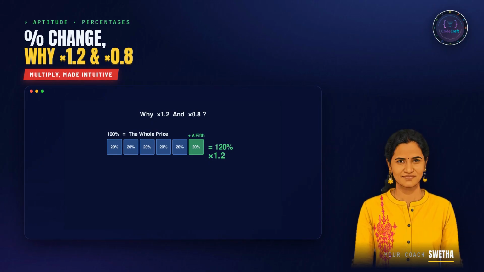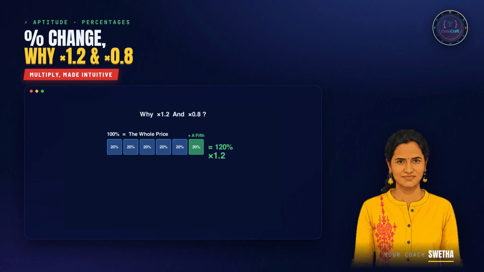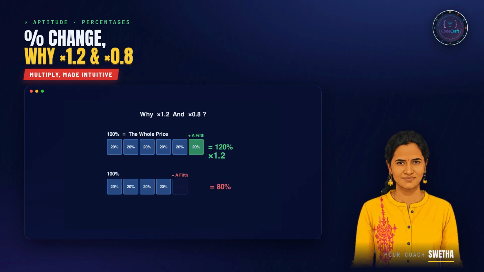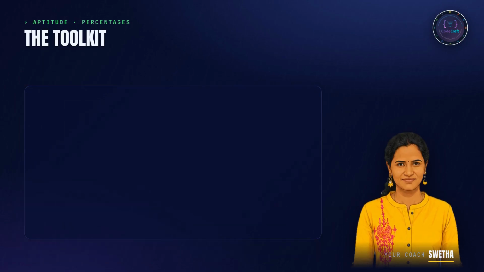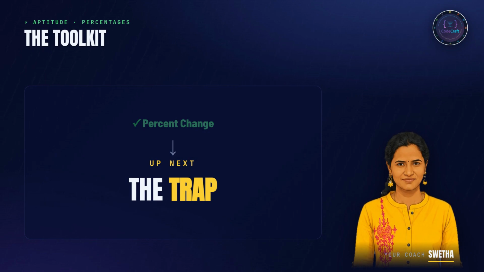So multiplying by 1.2 isn't a rule to memorize. It literally means 120% of the price. And down 20%, 100 minus 20 leaves 80%. That's 0.8. Up, you get 1 point something. Down, 0 point something. Every time. Up is a little more, down is a little less. Simple. Until you chain them.